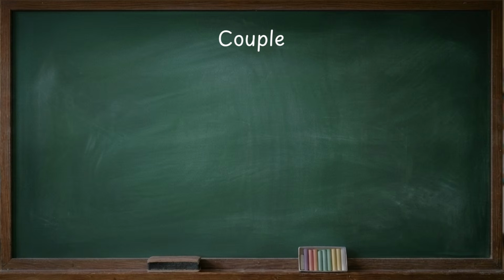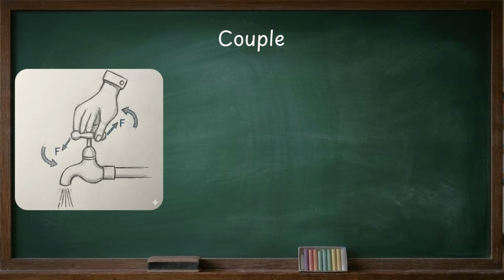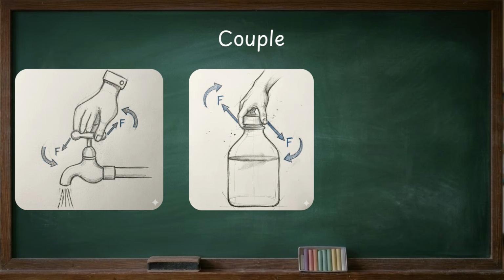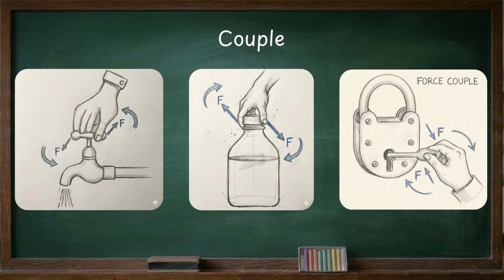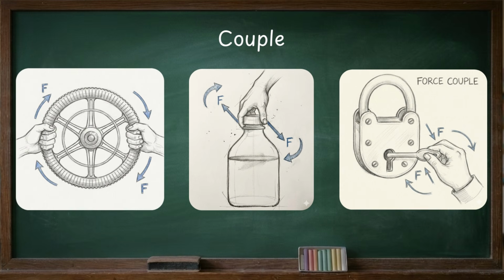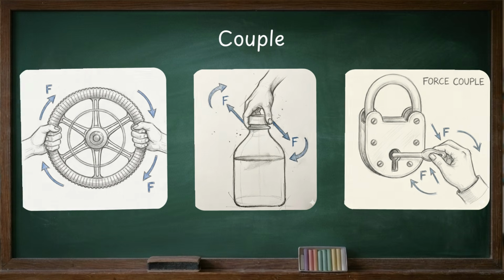You see couples in action everywhere in daily life. Turning a water tap, tightening the cap on a bottle, turning a key inside a lock, winding up a mechanical watch, spinning a car's steering wheel, or even pushing the pedals on a bicycle. All of these rely on a pair of equal and opposite forces working together to create a smooth, rotating motion.